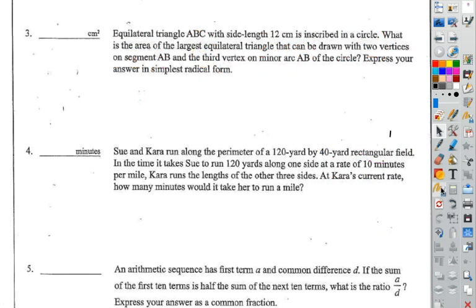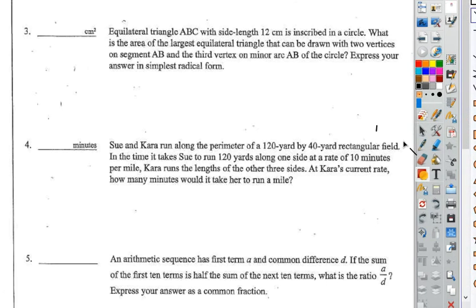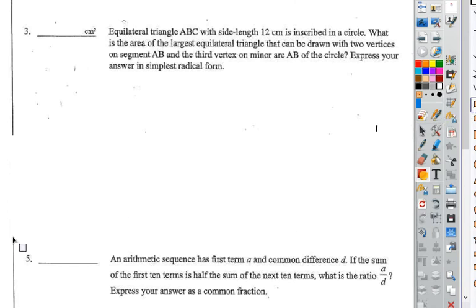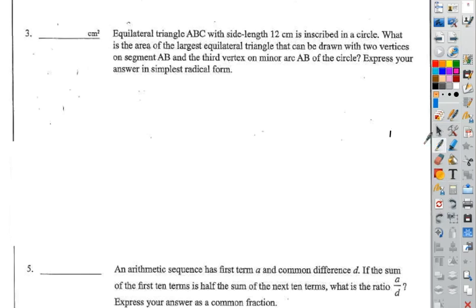All right. Number 3, an equilateral triangle ABC with side length 12 is inscribed in a circle. I want a little more room so you can actually see what's going on here. So I'm going to just make a big rectangle to cover this.